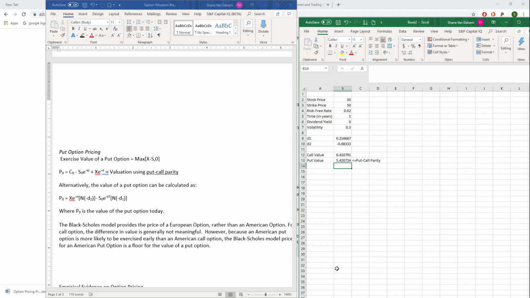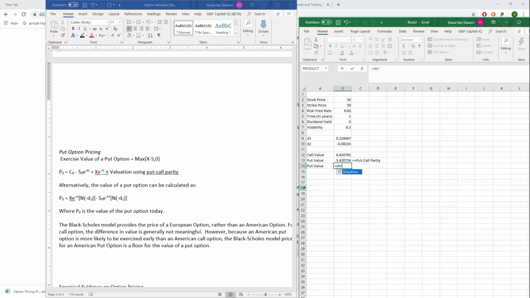And then the other way of doing that, I'll do that for you here too. Put value, so I'm using this formula now. Again, X minus S. The one thing I usually get tripped up on if I'm doing this by hand is I forget to make the D2 and the D1 negative. So we'll make sure to do that in this case.